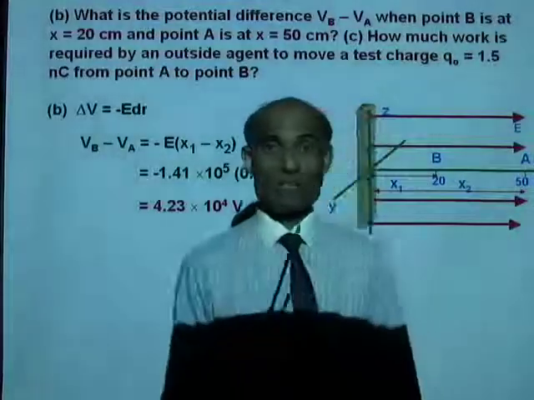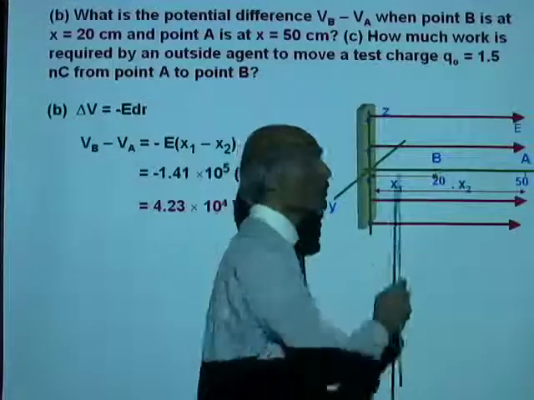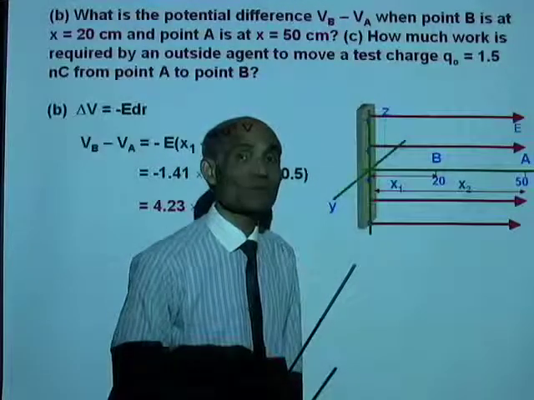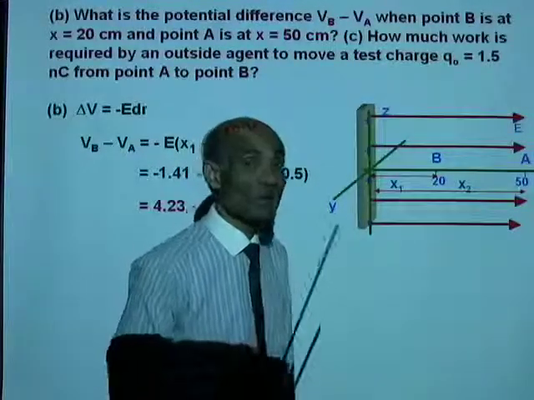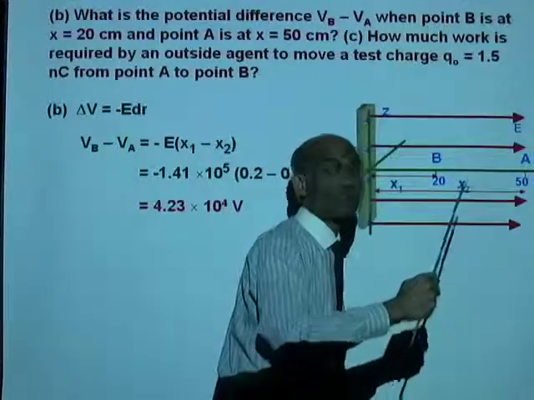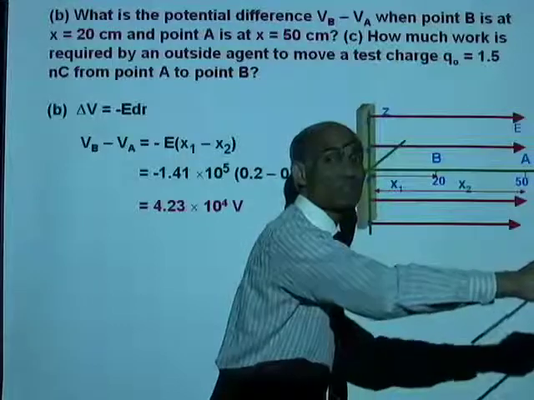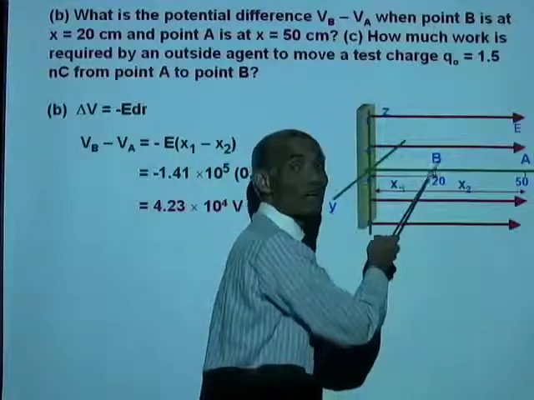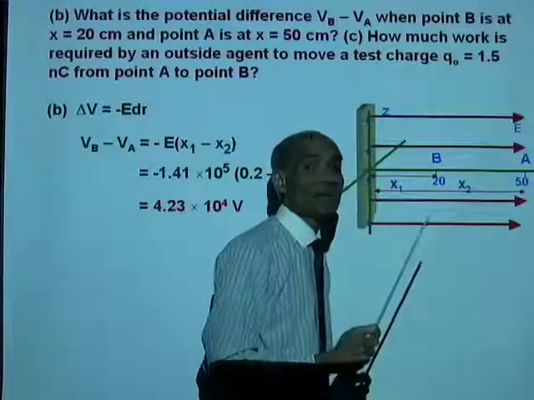Alright, anybody tell me which of the 2 points A or B is at a higher potential? Well, if you remember, the direction of the electric field is the direction of decreasing potential. Therefore, B is at a higher potential than A.